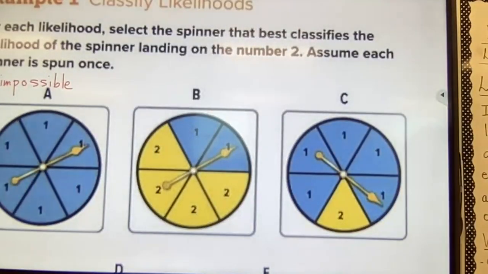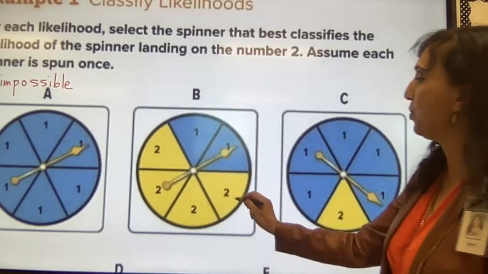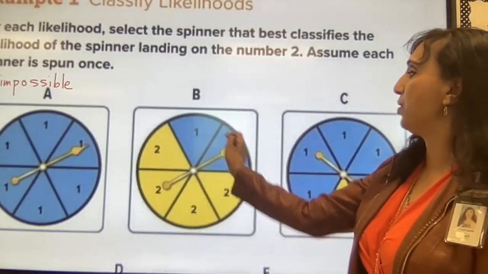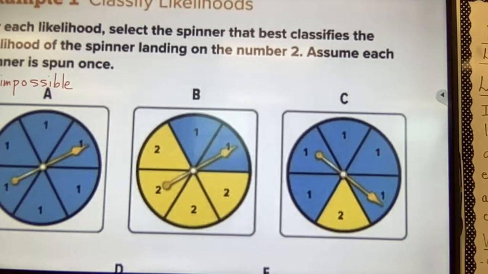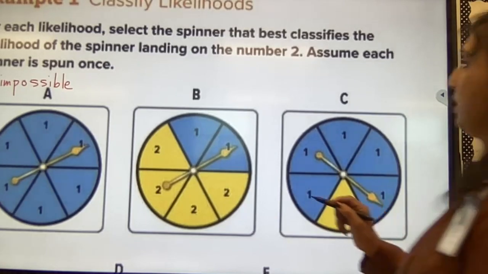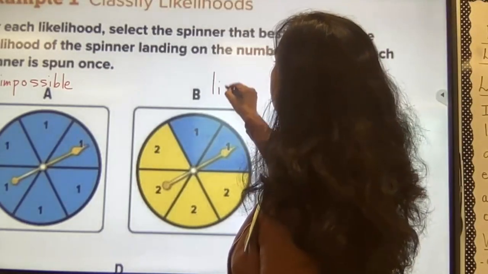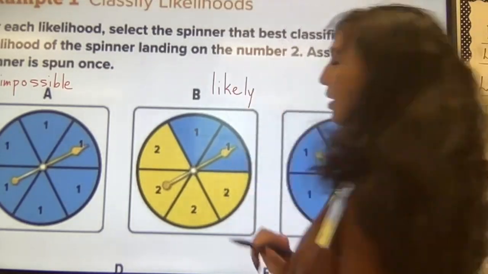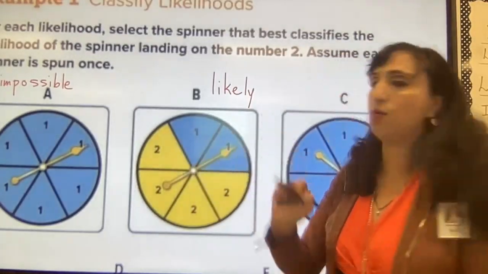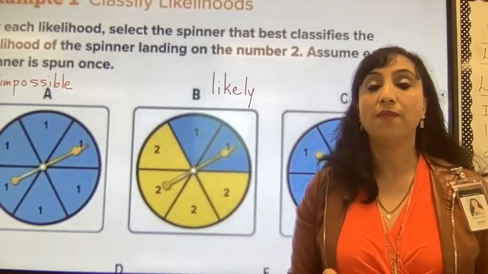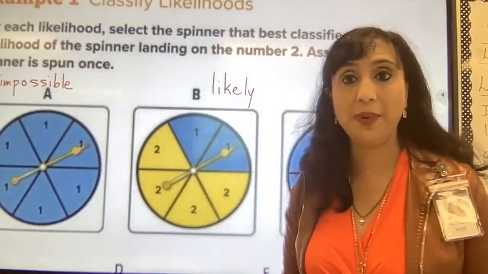Okay, let's look at the second one. We have 4 twos over here and 2 ones over here. So it's talking about the likelihood of it landing on a 2. Since we have more twos, the likelihood of it happening is likely. There's a good chance of success here because we have more twos than ones. So it is pretty likely that it's going to land on a 2.